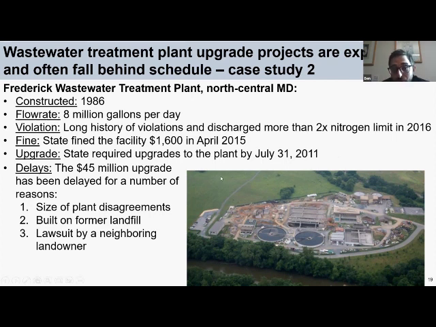This place was also built on a former landfill, so that causes a bunch of issues with settleability of the ground and other maybe hazardous chemicals that could be stored under this. And then apparently there was also a lawsuit by a neighboring landowner. So I'm just trying to point out some of these things that can delay these wastewater treatment plant upgrades or engineering projects in general, I guess.